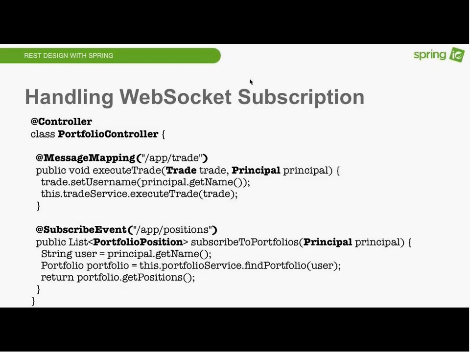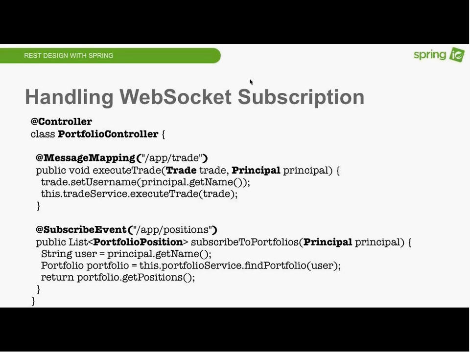To build a WebSocket application is fairly simple. Here's a Spring MVC controller, and it's got two different methods. One is to handle a message that's sent into the application. So, for example, if somebody from a WebSocket client sends a trade object, then I can let Spring MVC handle the trade at the app/trade endpoint. And if I want access to the javax.security.Principal, which is provided by Spring Security in this case, I can have that as well. And then, of course, I can just pass that trade on to some sort of service and deal with the trade however I like, right?